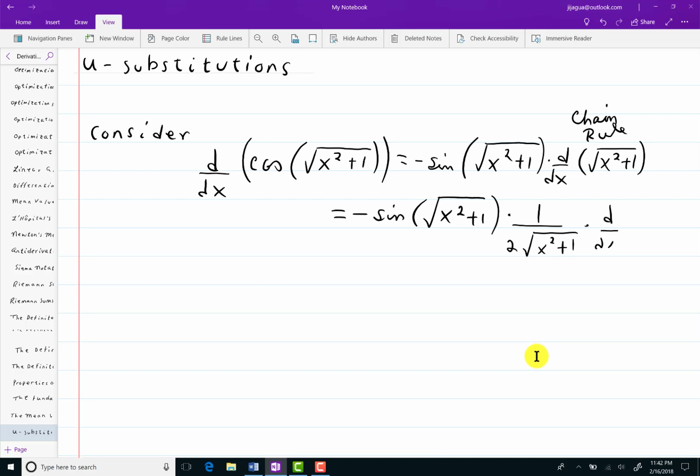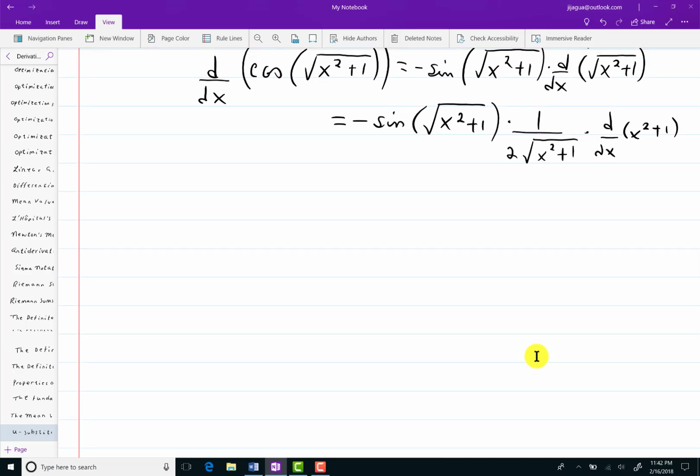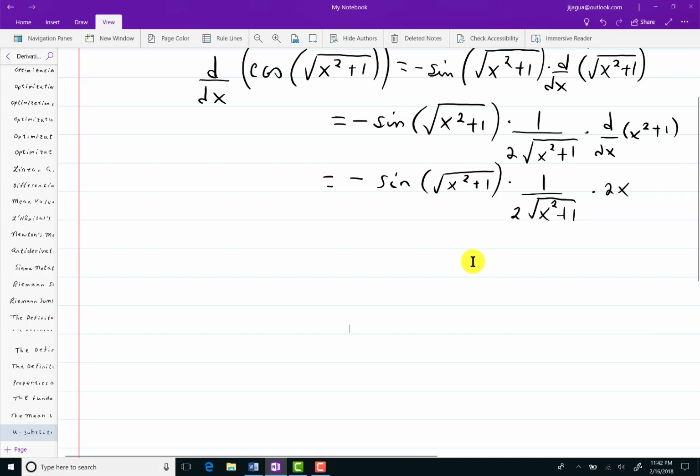I have to do d over dx of x squared plus 1. And we end up with negative sine of the square root of x squared plus 1 times 1 over 2 times the square root of x squared plus 1 times 2x. Now, if you're a student of mine watching this video, if I give you a problem like this on a test and you stop right here, you're completely fine. I will give you full credit. In fact, it's completely easy for me to see that you followed the chain rule all the way through if you don't simplify your answers.